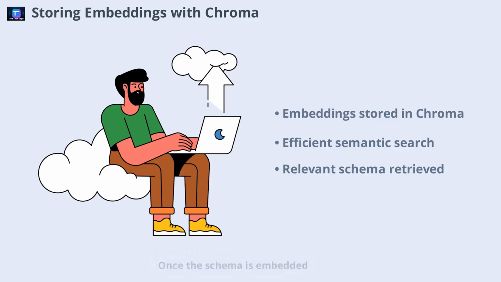Once the schema is embedded, these vectors are stored in a Chroma vector database. When a user asks a question, the system embeds the question in the same vector space and searches Chroma for the closest schema elements. This ensures that only the most relevant tables and columns are used to generate the SQL query, grounding the model's output in reality and reducing errors.